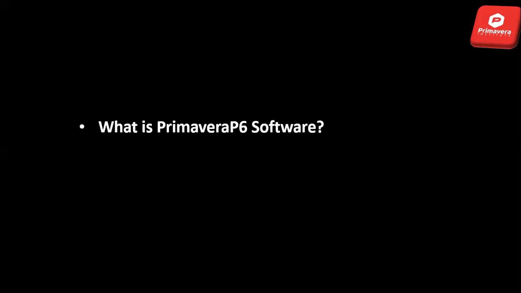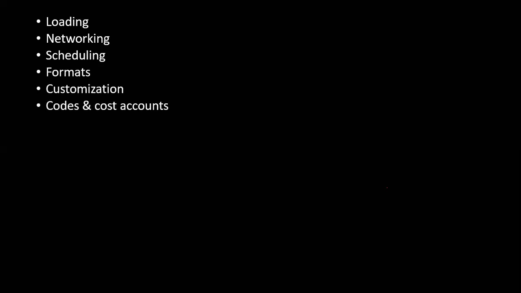Now I'm going to tell you about Primavera 6, and then we will jump on the Primavera 6 software and see how we can understand Primavera 6 with project management standards. You already know that Primavera 6 is project management based software in which you can load your scope management, your WBS, your activities. You can network your activities with each other to make your critical path method. In Primavera 6, you can prepare your scheduling, you can have different formats, customization options, activity codes and cost accounts, layouts and user-defined columns. These are all features of Primavera 6.